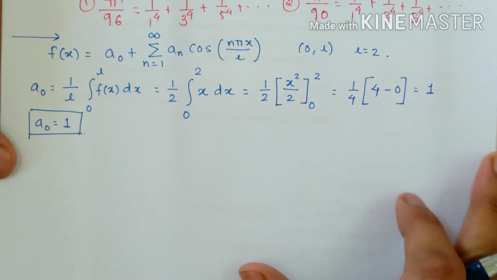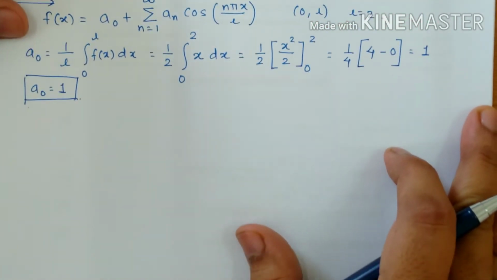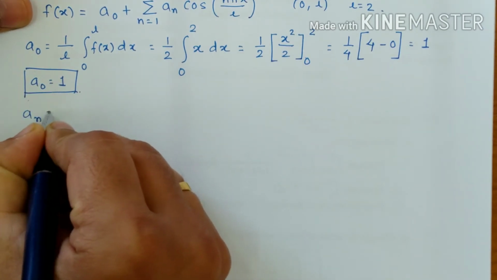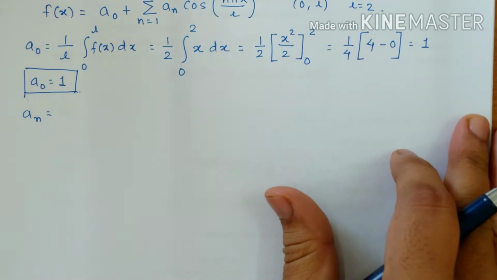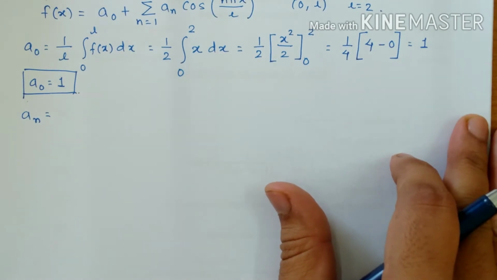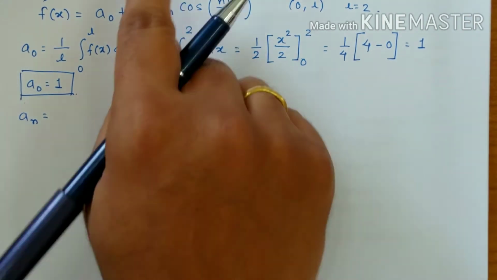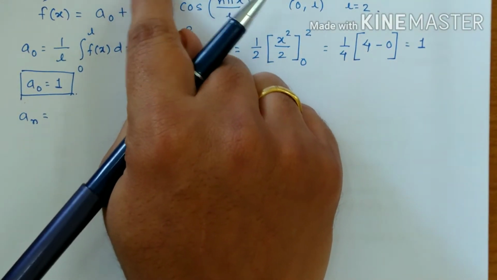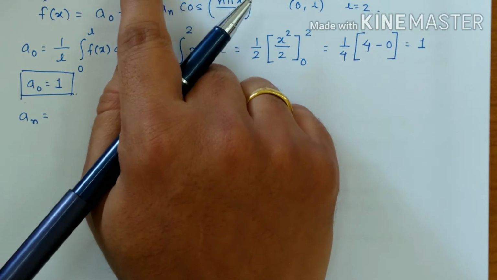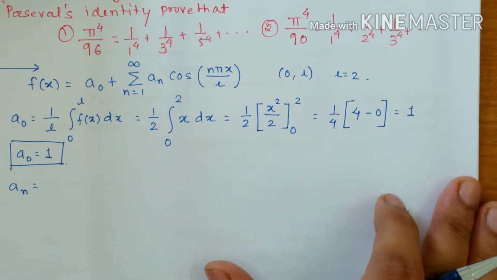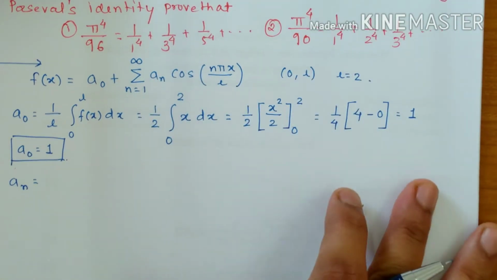Now we are going to find out the value of an. Looking at the function and the interval, the problem is much simple for evaluation because we have done this type of problems many times. In this problem, these prove that statements are very important for us. So that's why I'm going to discuss this problem.